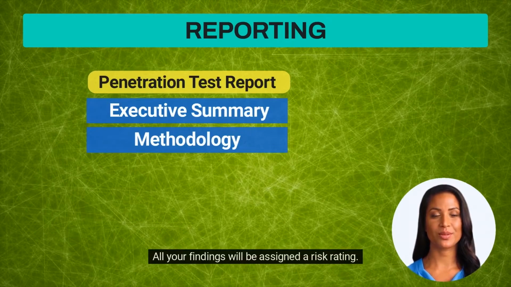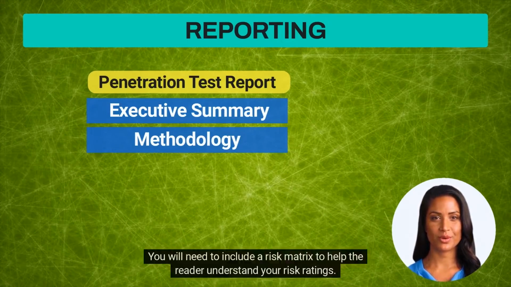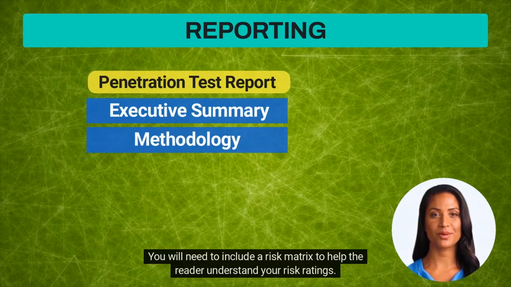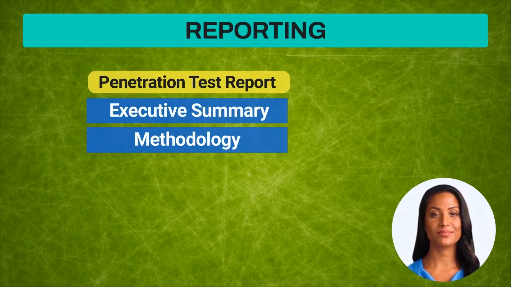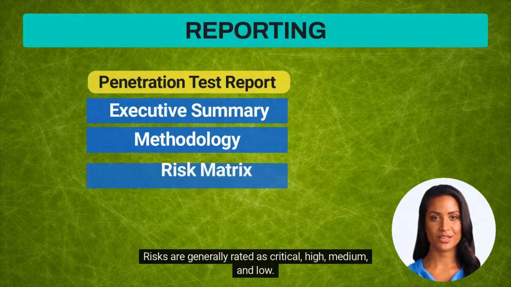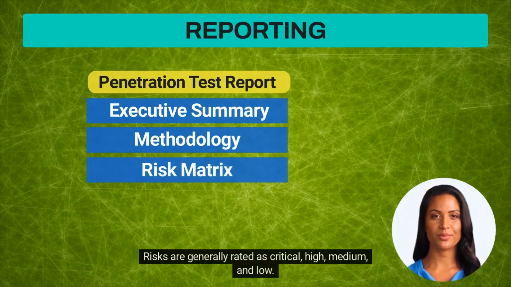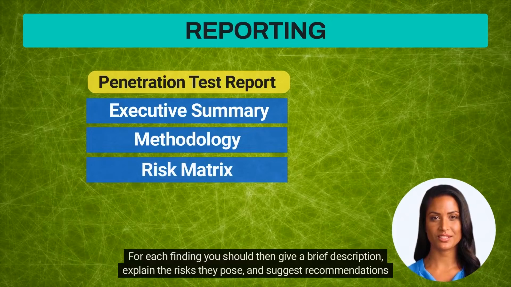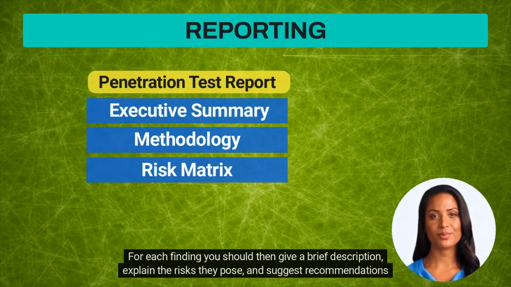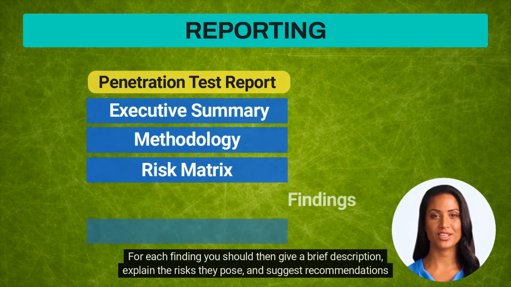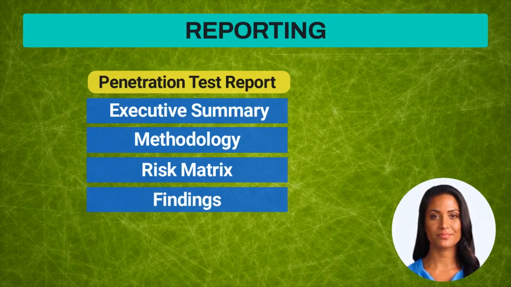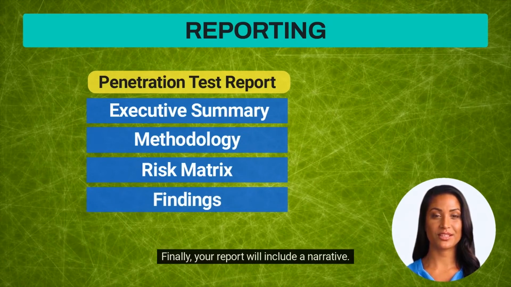All your findings will be assigned a risk rating. You will need to include a risk matrix to help the reader understand your risk ratings. Risks are generally rated as critical, high, medium, and low. For each finding, you should then give a brief description, explain the risks they pose, and suggest recommendations to fix them. Finally, your report will include a narrative.